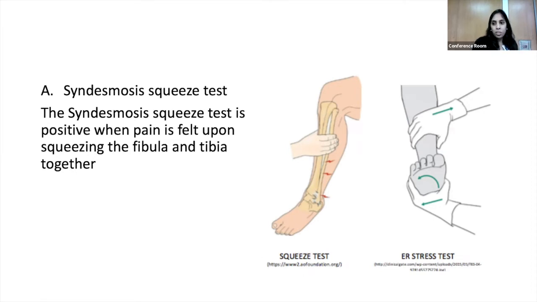Another test you can do is this external rotation test. It's kind of on the other side. Basically, if pain is reproduced with manual external rotation of the foot and ankle relative to the tibia, you would consider that test positive. But you have to make sure you stabilize the tibia when you're doing this test because you're worried about another fracture potentially.